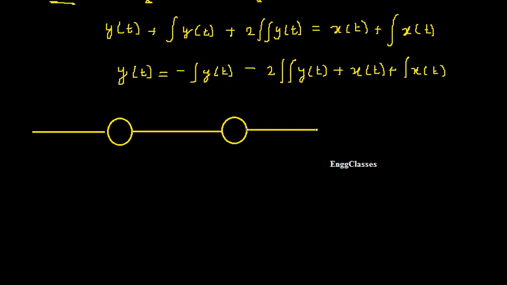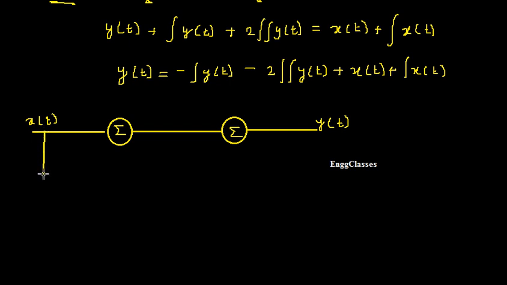Yes, now this is the skeleton structure, and at the input I would say I have x of t, and I said these are the adders, so I would put a summation sign here also, and this is the output y of t. Is that correct? So now y of t is equal to, I have minus integration of y of t minus 2 times double integration of y of t.